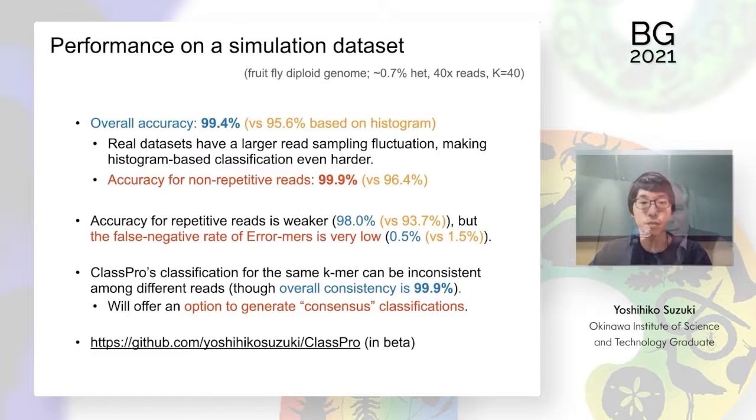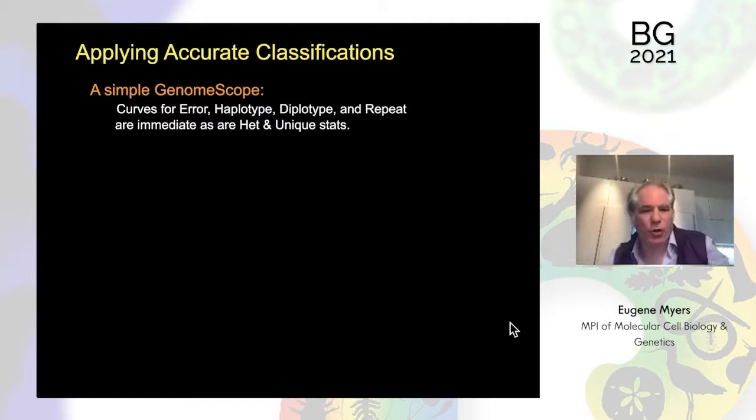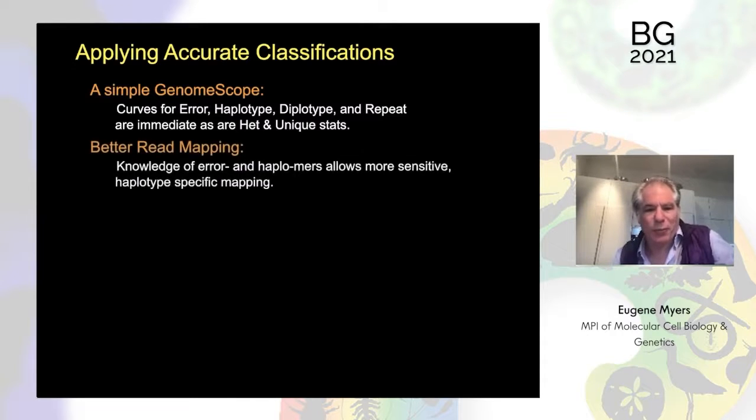Thank you very much. So we're excited about ClassPro because having accurate classifications enables more accurate and often more efficient methods for downstream genomic applications. For example, simply plotting the histograms for the four classifications immediately gives a GenomeScope decomposition. Knowing the haplotype-specific k-mers gives more specific read mapping, and being able to avoid error k-mers allows one to use fewer seeds for the mapping, giving greater speed.